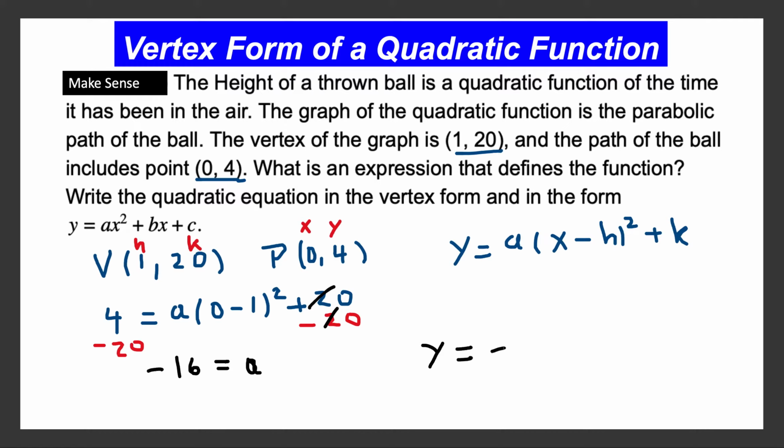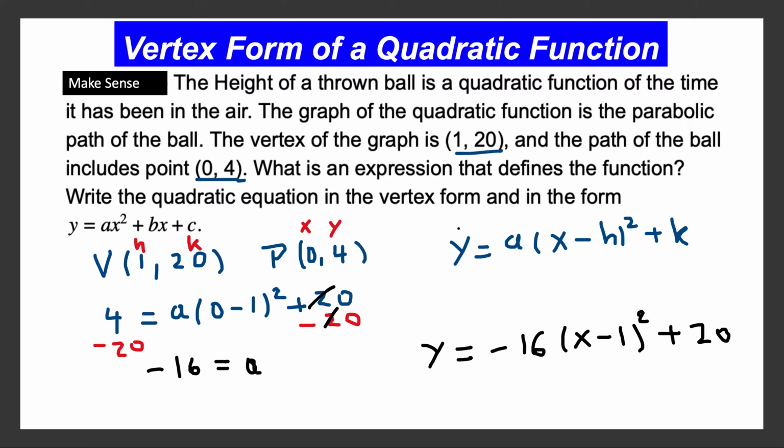So a equals minus 16. We already got it, and because we found it, we can write the quadratic equation in the vertex form: y = minus 16 times (x minus 1) squared plus 20. Instead of h, I'm plugging in 1, and instead of k, I'm plugging in 20. So according to the question, what is the expression that defines the function? We already found it. I wrote y, but in the fancy way we could write f of x. But even if I write y, I don't think it's a big deal.